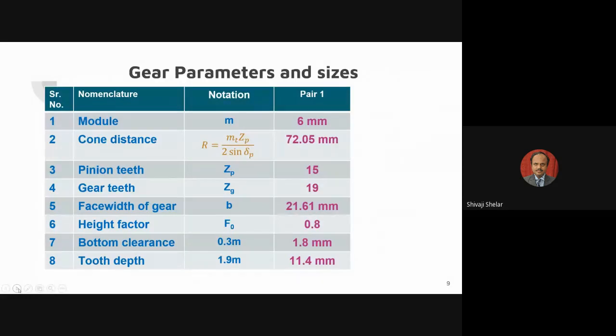So this is the calculation. We get 6 mm, 72 mm. Then we are getting here 19 mm face width. This is the minimum face width. Actual face width will be greater than this. Height factor, bottom clearance, and tooth depth for the bevel gear. Then you see the maximum pitch diameter.